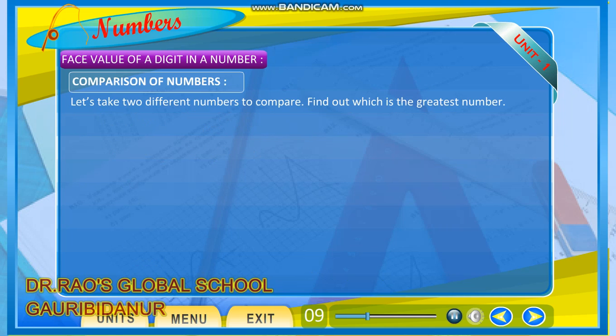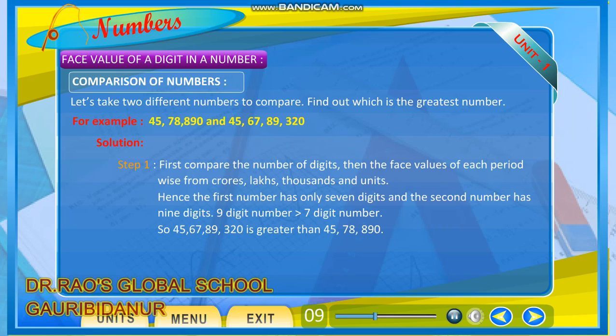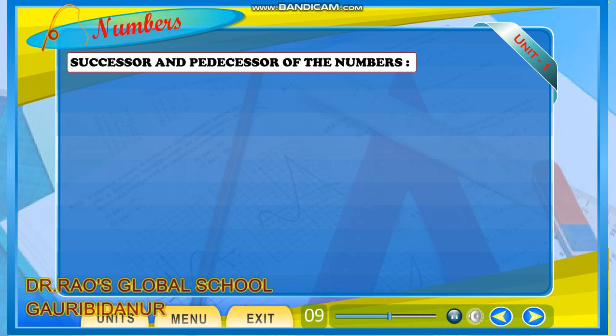82,349. Comparison of numbers. Let's take 2 different numbers to compare. Find out which is the greatest number. For example, 45 lakhs 78,890 and 45 crores 67 lakhs 89,320. Solution. Step 1: the first number has only 7 digits and the second number has 9 digits. A 9-digit number is greater than a 7-digit number.